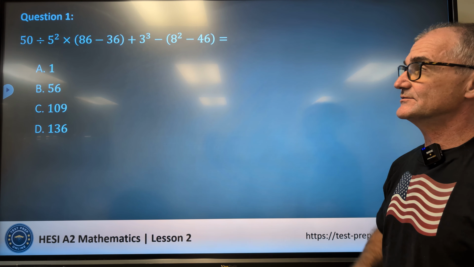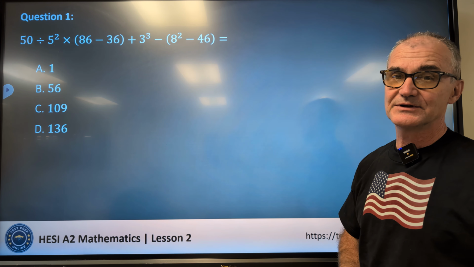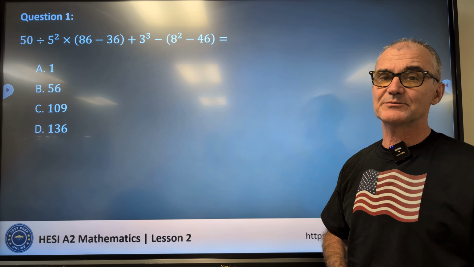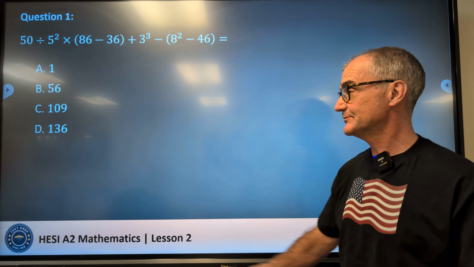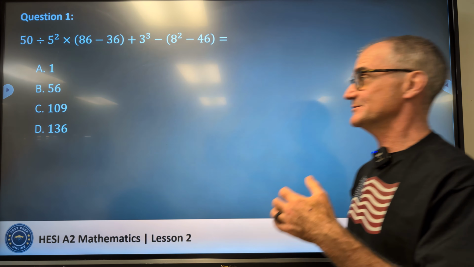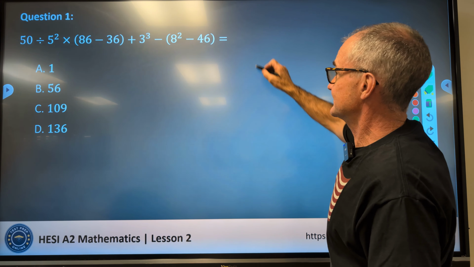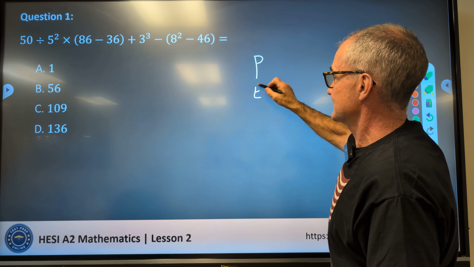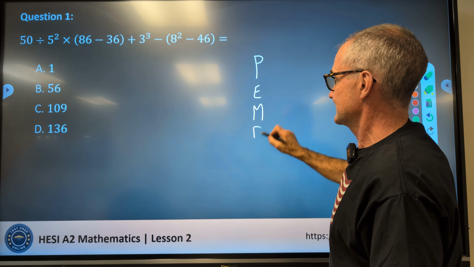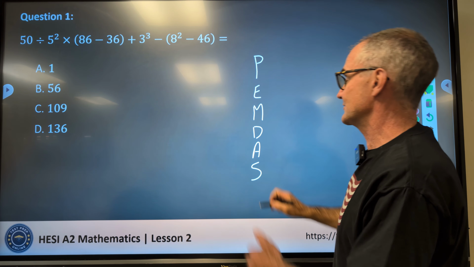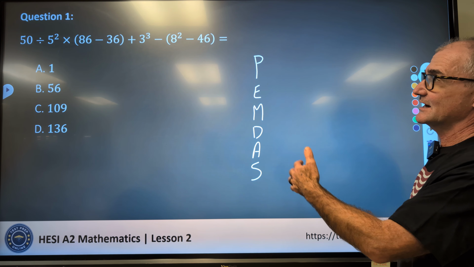This is going to be an order of operations problem. I'm just going to talk a little bit about order of operations before I do this problem. So take some notes first. So the mnemonic device again is PEMDAS. And that just helps you remember the order that you do the operations.